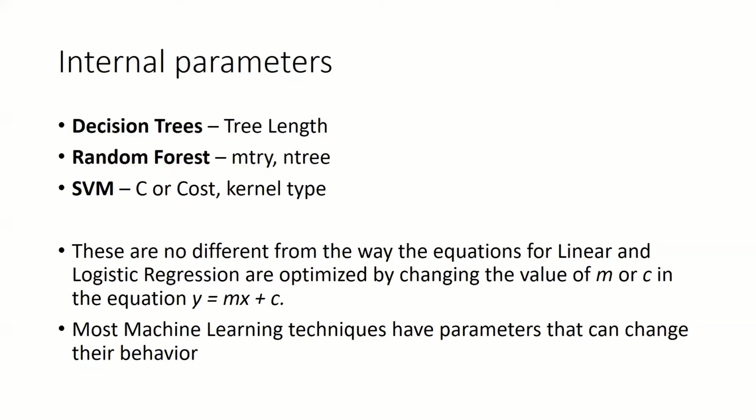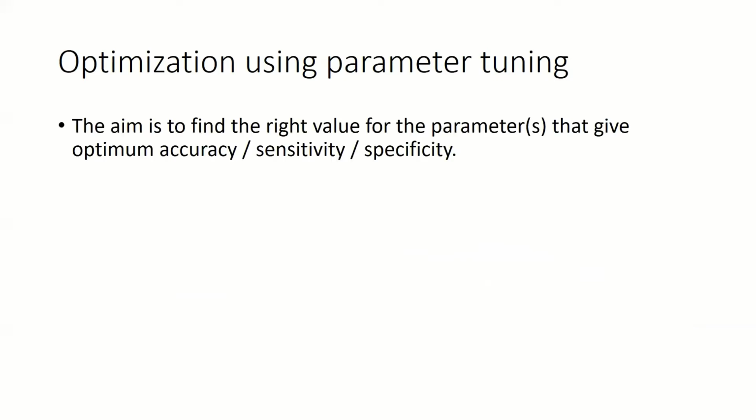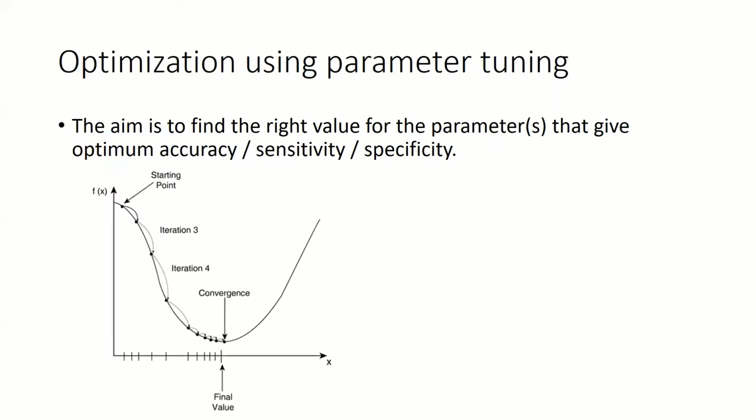Okay, so any machine learning technique will often have parameters that you can change to do hyperparameter tuning. So, optimization using hyperparameter tuning, let's have a look. The aim is to find the right value for the parameters that give the optimum accuracy, sensitivity, or specificity. So far, we've only been looking at accuracy. When we look at ROC analysis, we'll introduce these concepts of sensitivity and specificity. But the point is, we use hyperparameter tuning to find the optimum value of these.